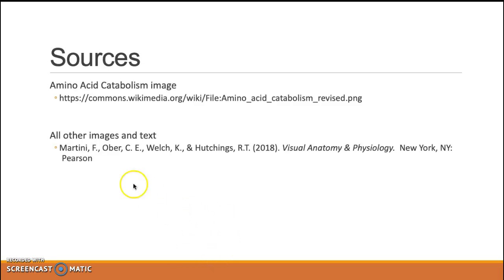Most of the images and text come from the Martini-Nath book called Visual Anatomy and Physiology, and the amino acid catabolism image came from Wikimedia. It is a Commons image.